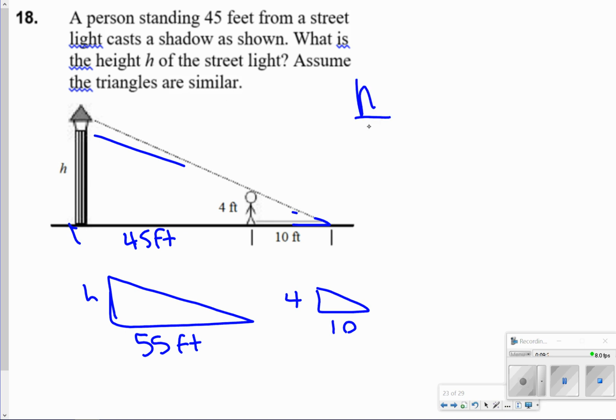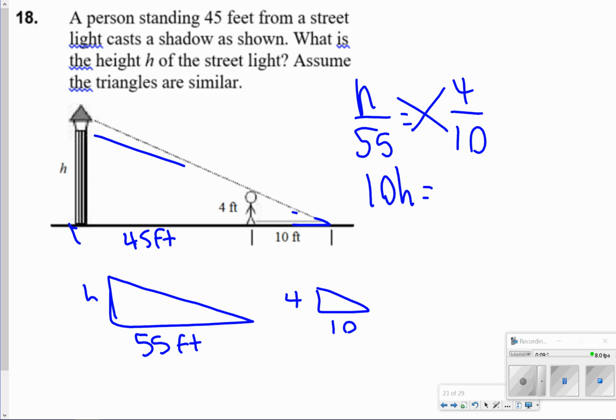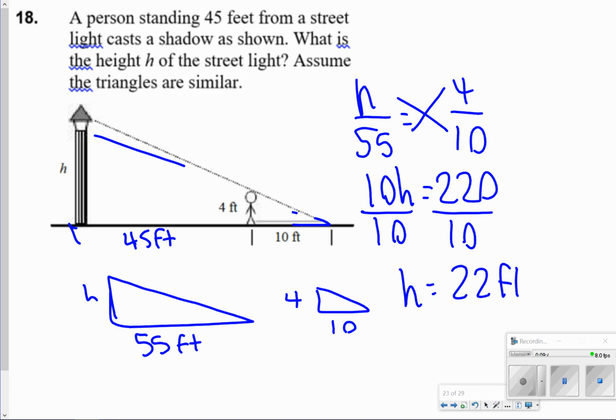H over 55 is equal to 4 over 10. I'm going to cross multiply here. H times 10 is 10H. And 55 times 4 is 220. And then when I divide both sides by 10, H is going to give me 22 feet as the height. Okay, so just make sure you think about those two triangles as separate triangles.